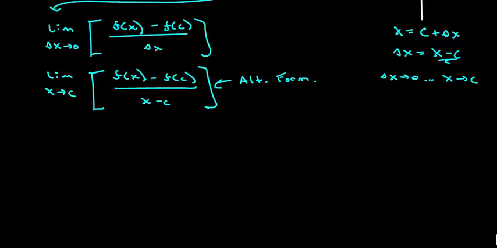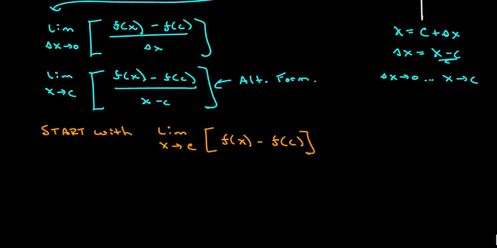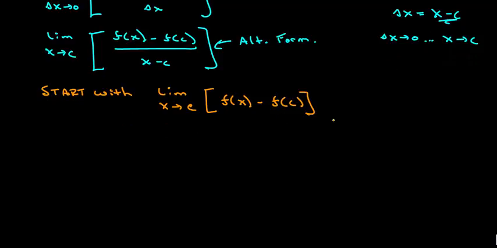I'm going to start, this is my actual proof. So start with the following. Start with the limit as x approaches c of f of x minus f of c. Okay. Now geometrically, this is really delta y, and this is delta x going to 0. Okay. So again, this is really just delta y.